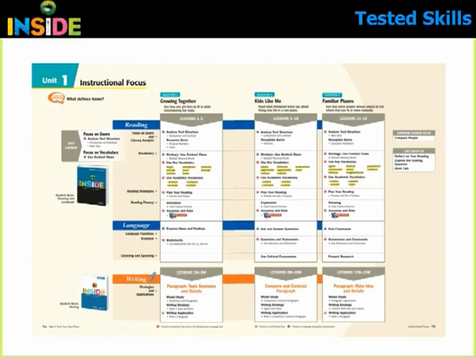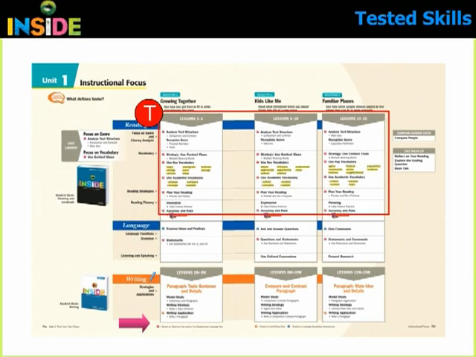As you can see, Inside includes a lot of instruction designed to improve academic achievement. Another great feature in Inside is that right up front you can see exactly which skills are going to be tested. This helps you plan for instruction. Here is an example of the instructional focus page that is found at the beginning of each unit. Using this key here at the bottom of the page, we can see what types of skills are being tested.